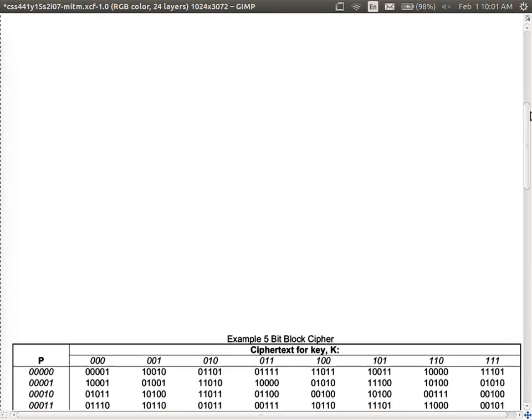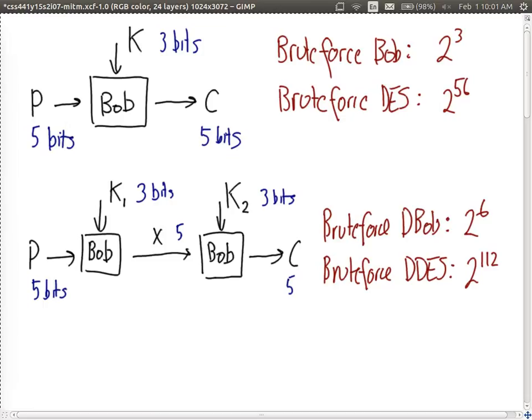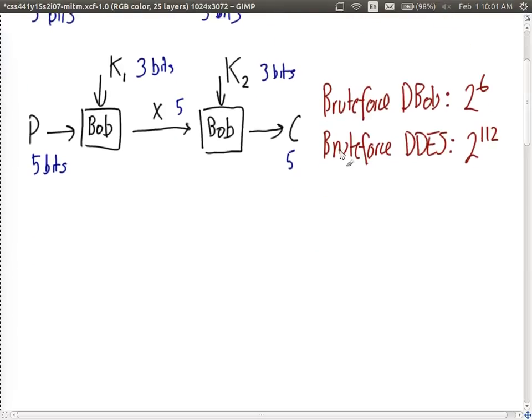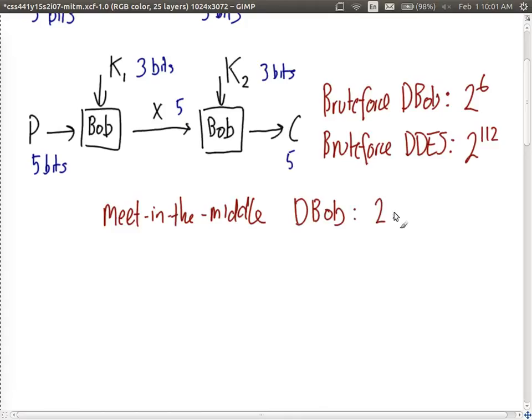Let's write down some of the numbers to compare with brute force. On our version of double Bob, in that case it took us 2 to the power of 3 plus another 2 to the power of 3 plus, in our case, another 6. In that case. Our brute force on double Bob would have taken 32.